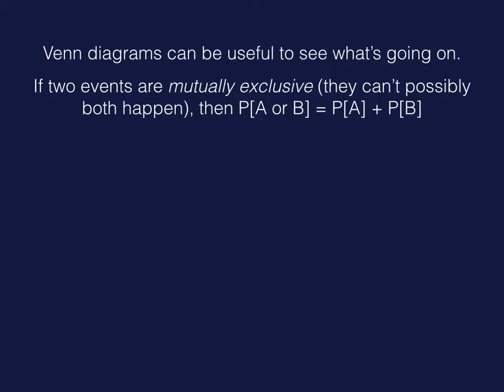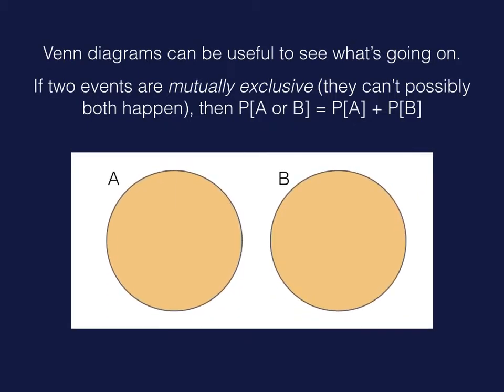So you can see how OR leads to addition if two events are mutually exclusive. That means they couldn't possibly both happen together. That's the definition of mutually exclusive. And the Venn diagram would look like this. We have two distinct and separate circles, and so you simply add them together to get the total amount of probability.